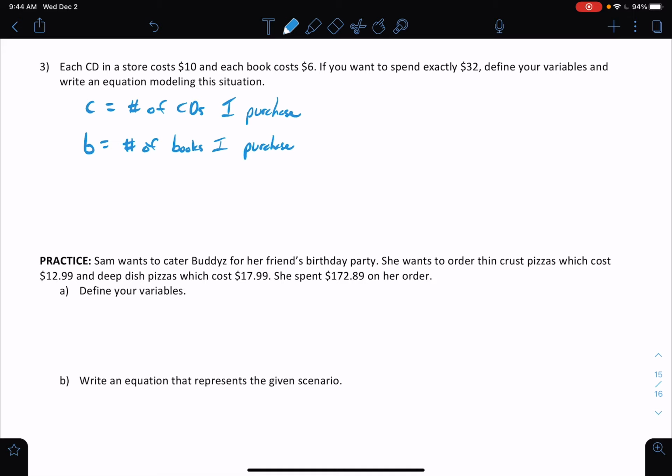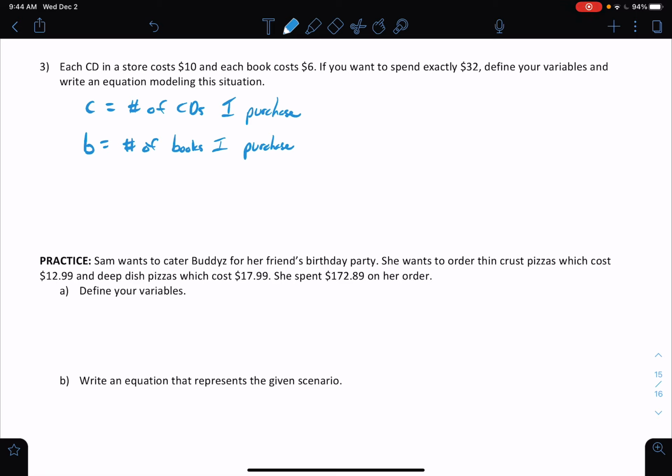All right, well, we have kind of two reoccurring charges here. It's $10 per CD and $6 per book. All right, so how can I model this situation? This isn't going to be like slope-intercept form. There's not just one reoccurring fee. I have two different reoccurring fees on two different variables. $10 per CD and $6 per book.